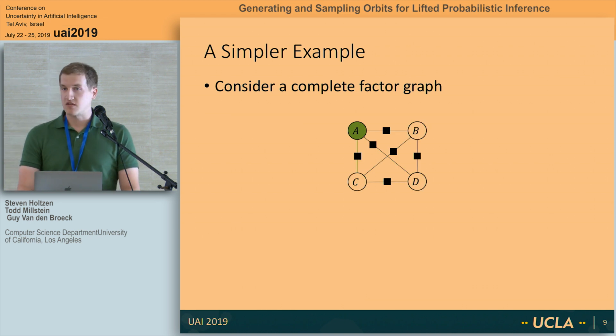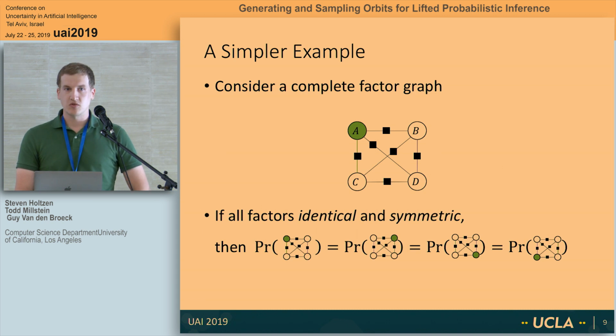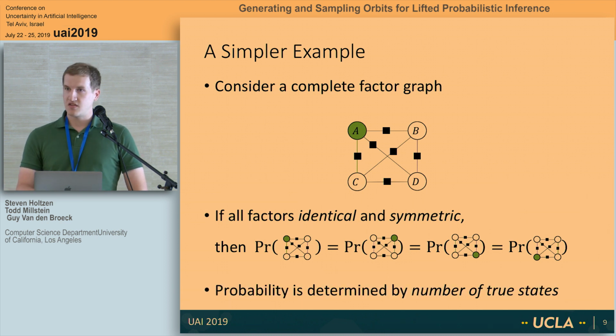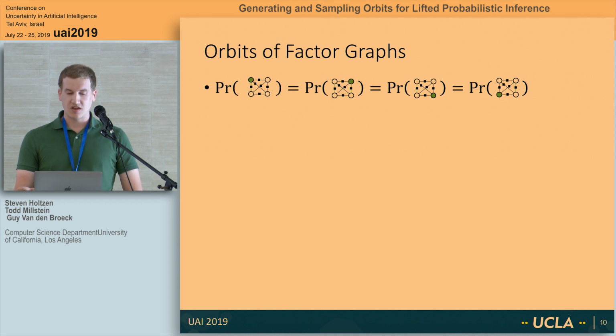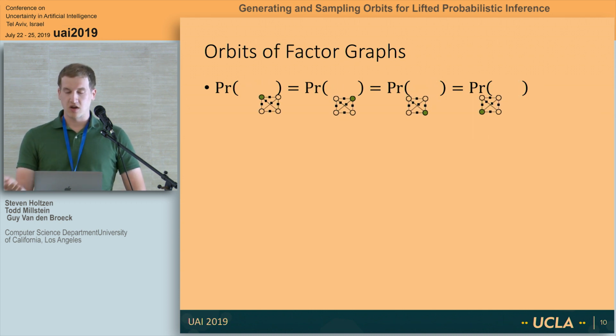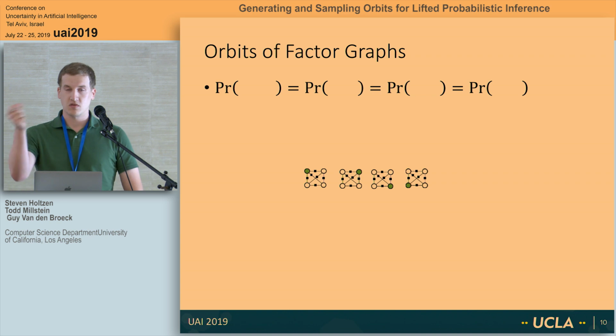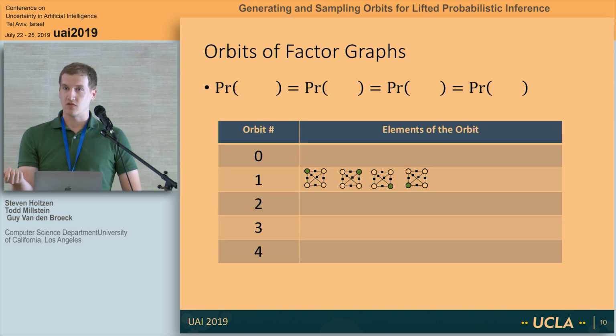Okay, so let's talk about orbit generation. I would like a simpler example than the pigeonhole example, just to walk us through some of the technical details of what happens here. So consider a complete factor graph. It looks like this. That's just pairwise connections between all the variables. And all of these factors are identical and symmetric. So this means that the probability of a state is entirely determined by the number of true states, because you can always relabel any of the variables because all the factors are the same.